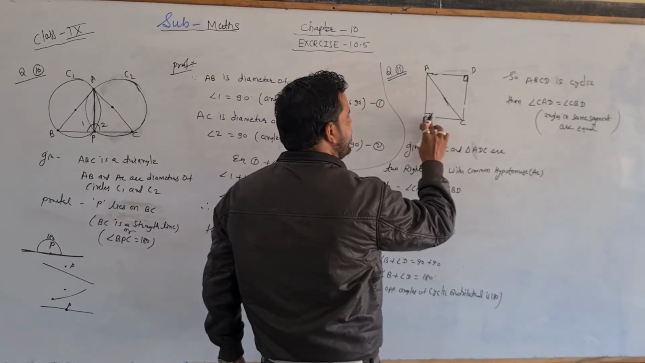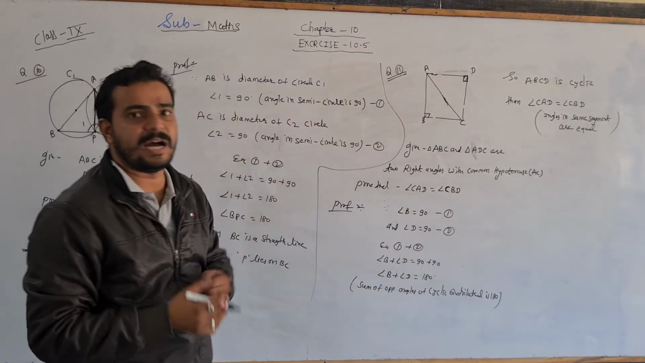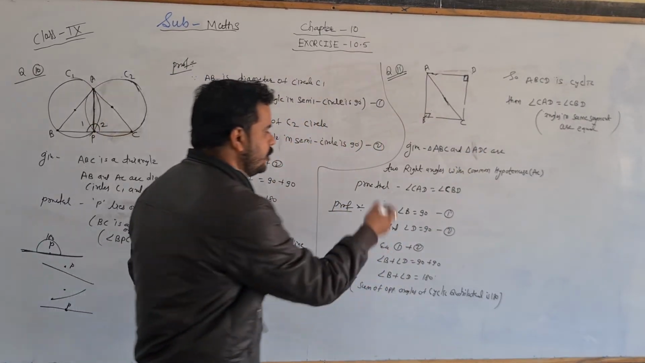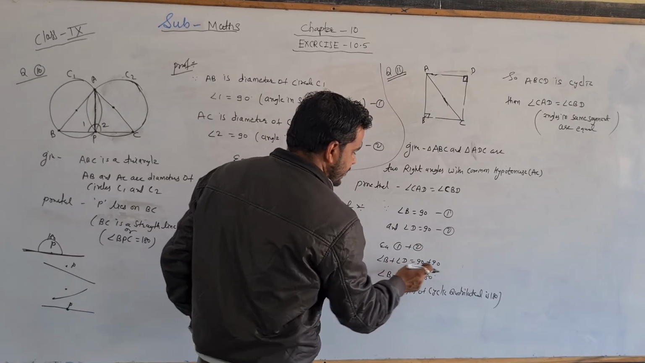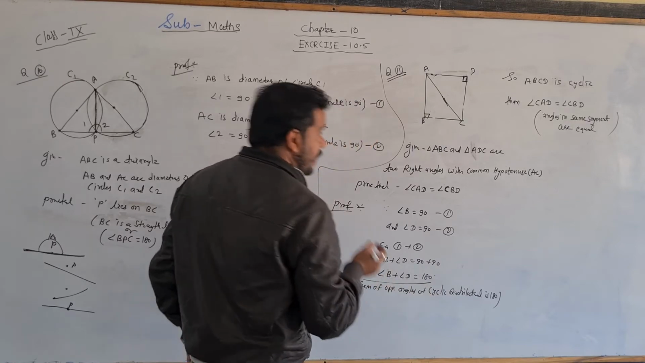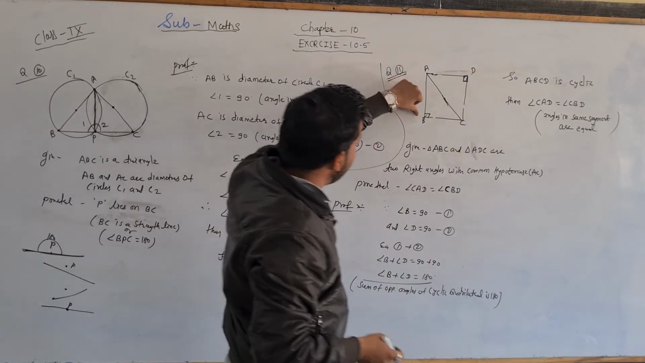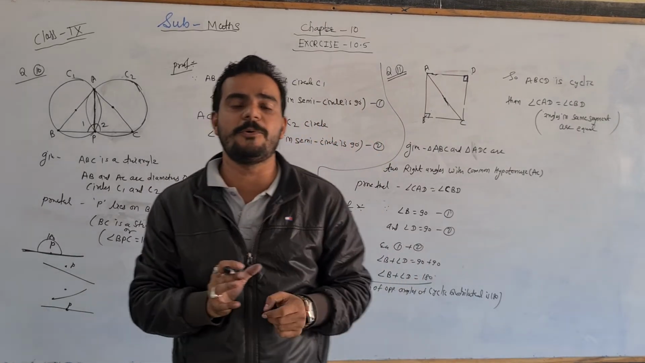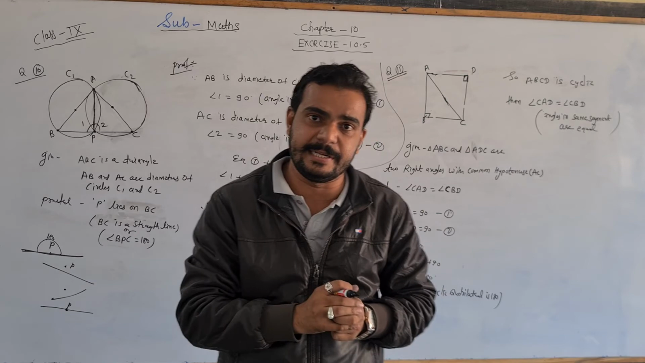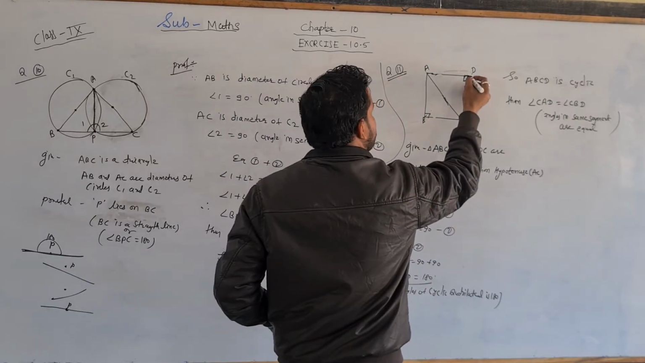First of all, given thing is angle B is equal to 90 and angle D is also equal to 90, because both are right angle triangles. So we add both of these: angle B plus angle D is equal to 90 plus 90, so angle B plus angle D is equal to 180. As you know, look, the sum of B and D came to 180. It means the sum of the opposite angles of a cyclic quadrilateral is 180. The sum of opposite angles came to 180, so we can say that this is cyclic.